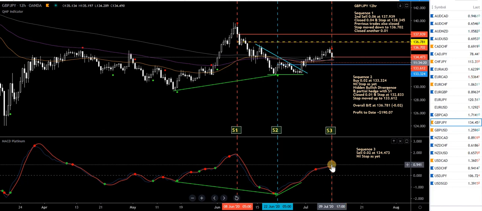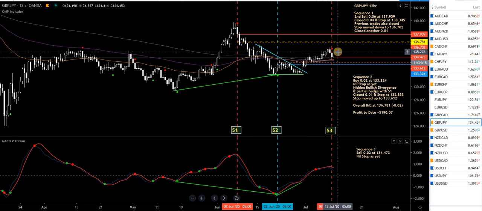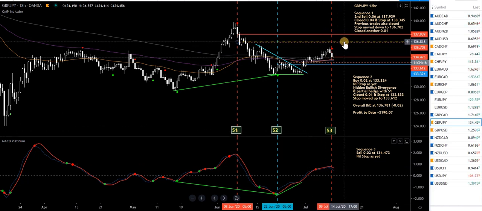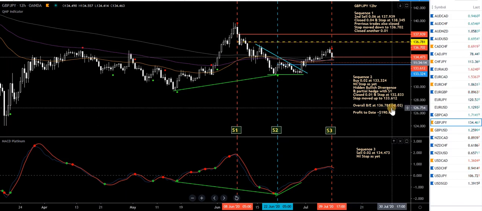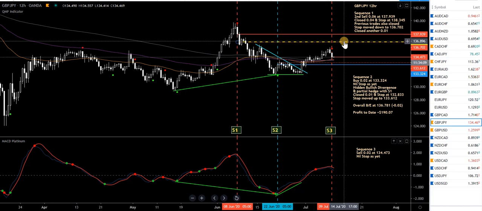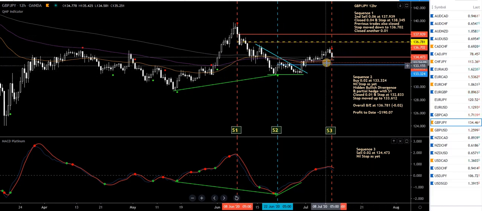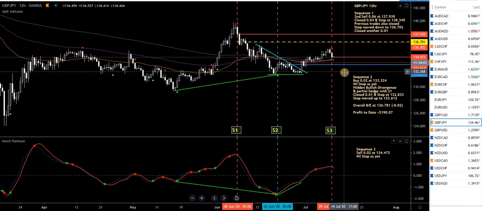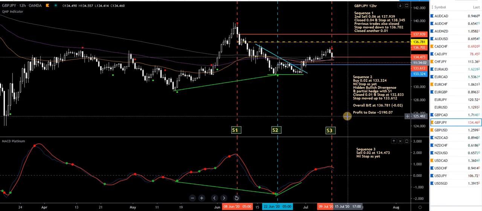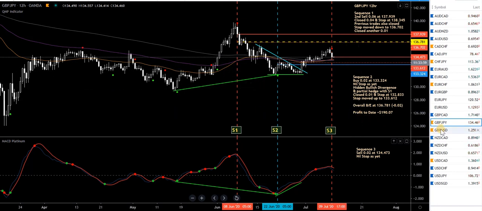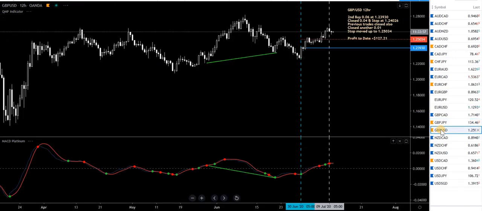So the MACD platinum's above the zero level, so I might as well take a sell. Overall break even is this yellow line. Because we're net negative 0.02, as long as price remains below that yellow line, I'm profitable in all trades. So ideally I want to see this drop down, take that buy out and keep on going down. So looking good on the pound yen, that's a new sell taken.